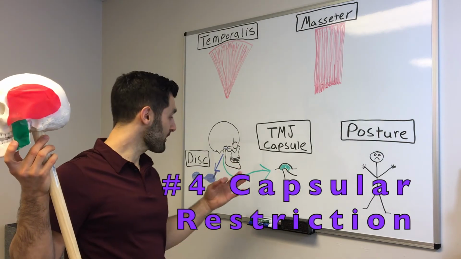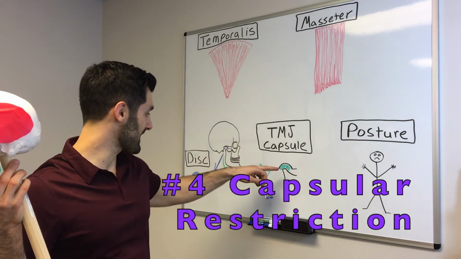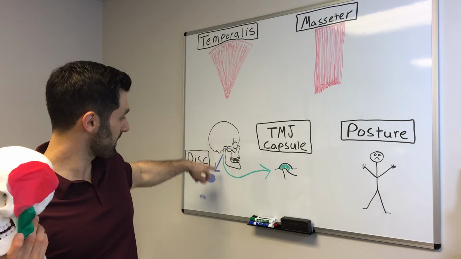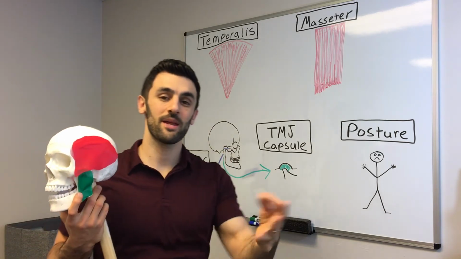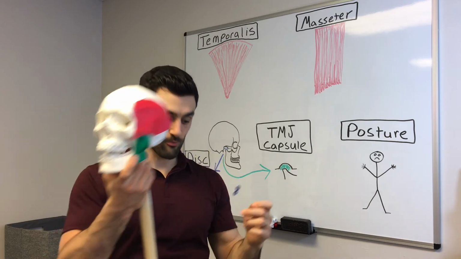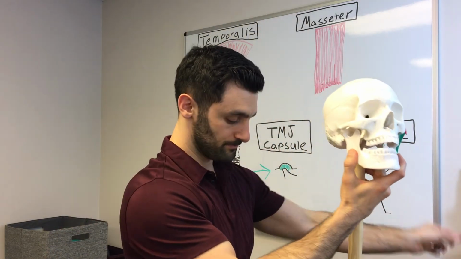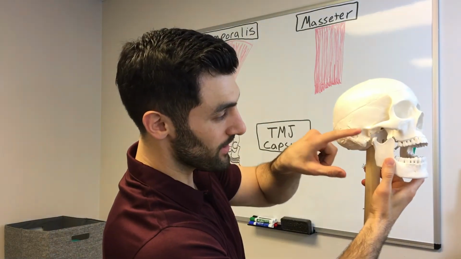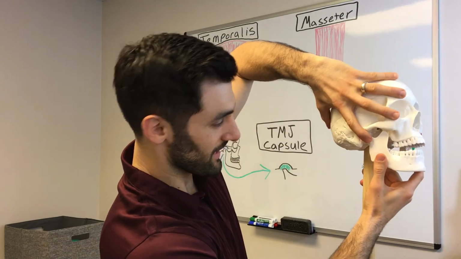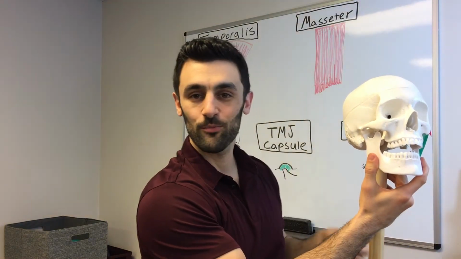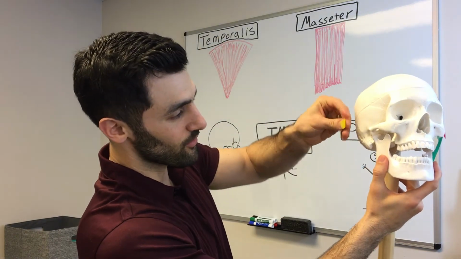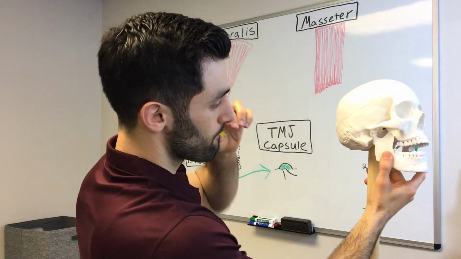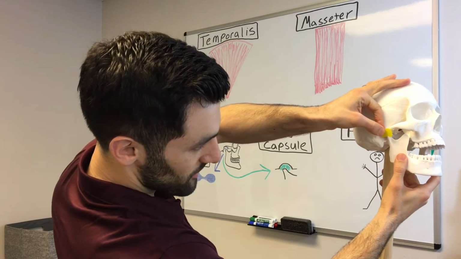And another thing that can happen is the capsule can get tight. So the capsule, I drew an arrow from there because it covers the joint. A capsule is basically a ligament structure that holds two bones together. So where this bone and this bone meet each other, there's ligaments. Oh, I forgot, I have a little prop for that too. This little yellow band goes right over the top here, like that, and it holds it together.